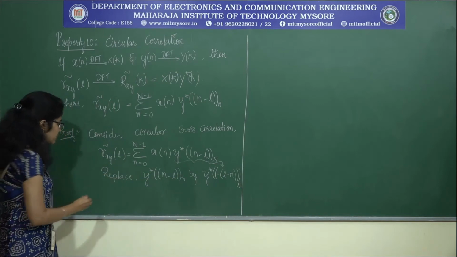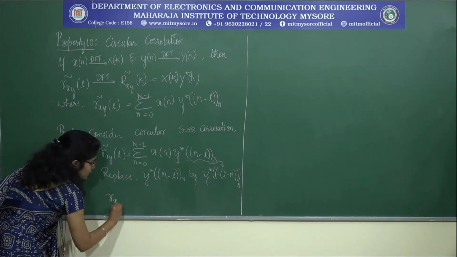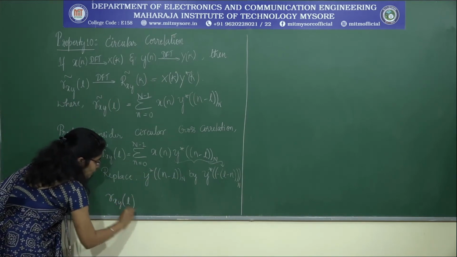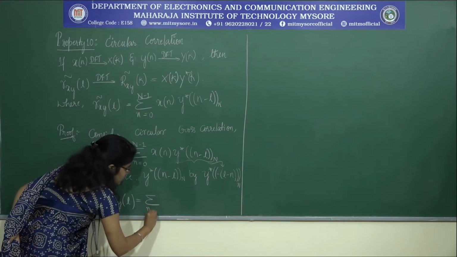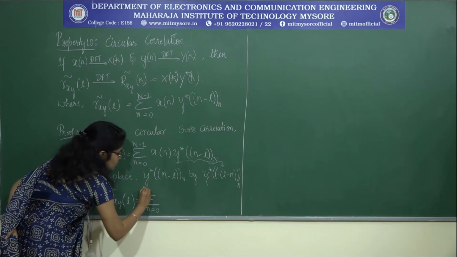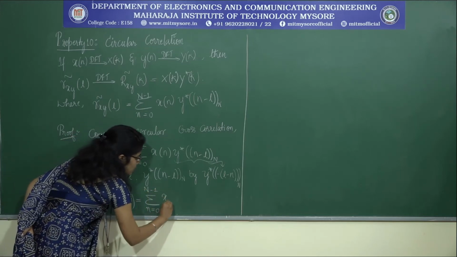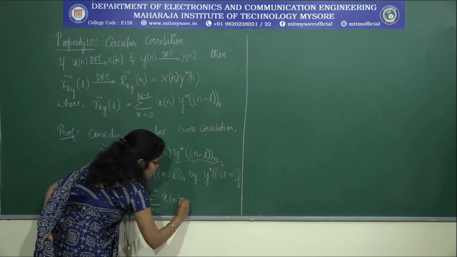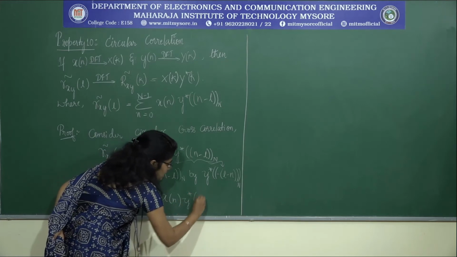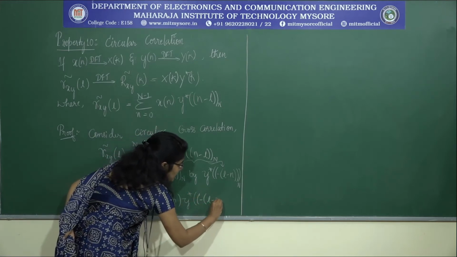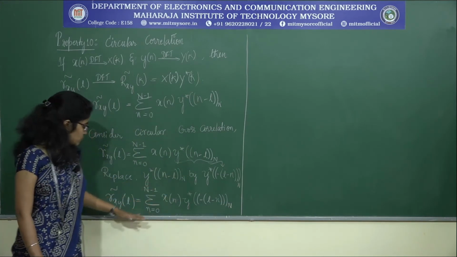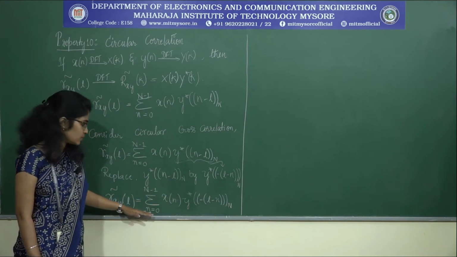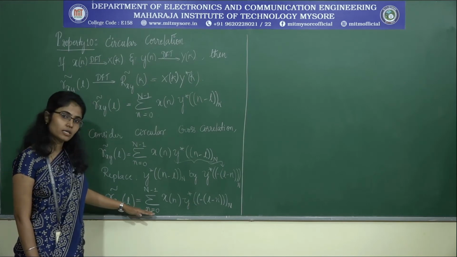Okay. If I take that substitution, Rxy of L tilde will be equal to summation n ranges from 0 to n minus 1 x of n into y conjugate of minus L minus n of n. After substitution, we get this equation. Looking into this equation, it is similar to circular convolution.